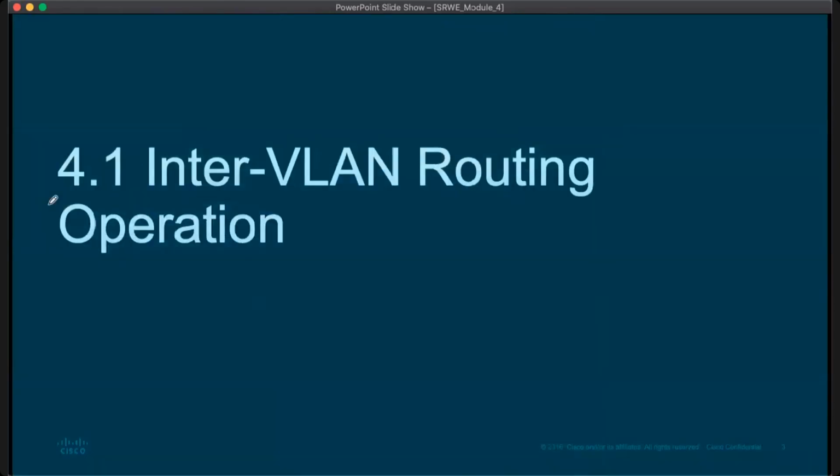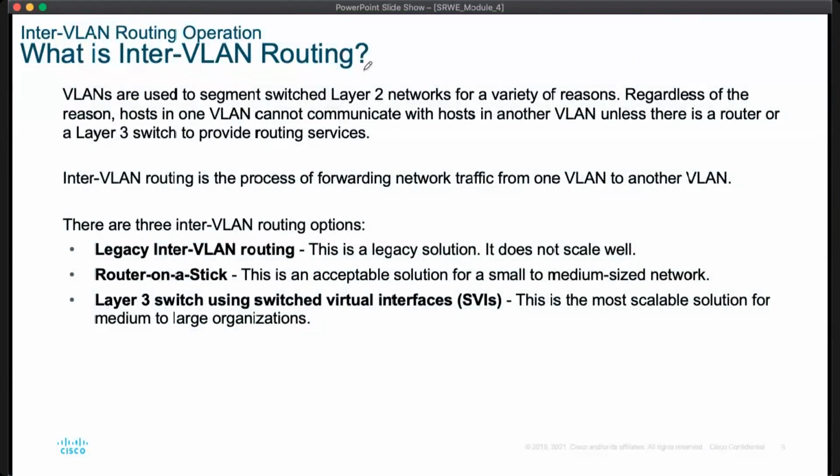So inter-VLAN routing operation. What is inter-VLAN routing? VLANs are used to segment switched layer 2 networks for a variety of reasons. Regardless of the reason, hosts in one VLAN cannot communicate with hosts in another VLAN unless there is a router or layer 3 switch to provide routing services. Inter-VLAN routing is the process of forwarding network traffic from one VLAN to another VLAN.